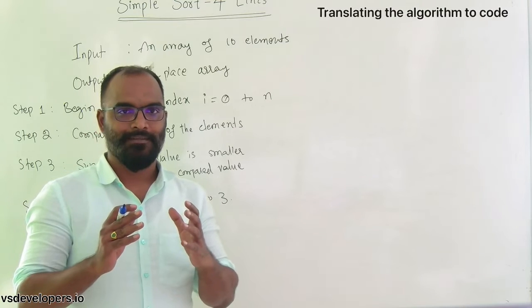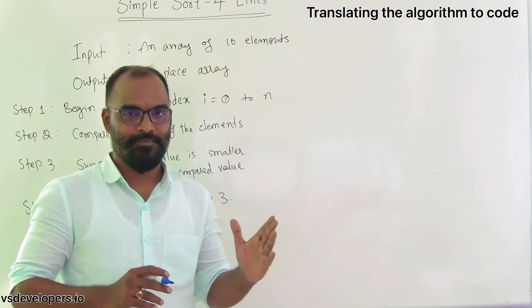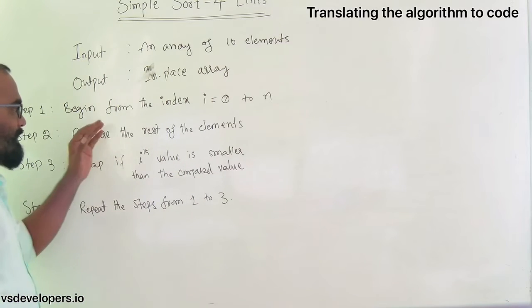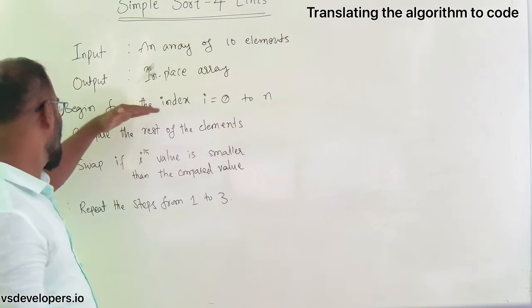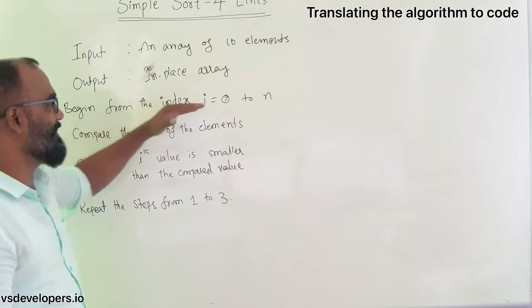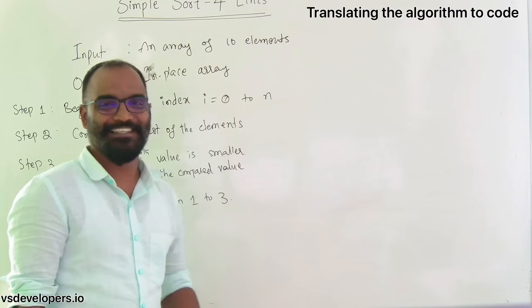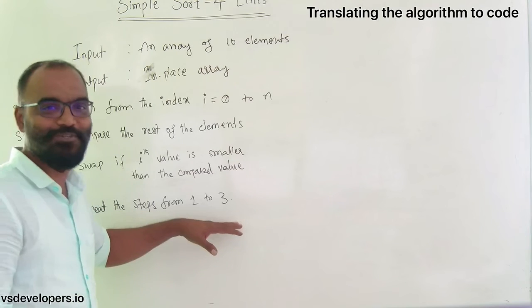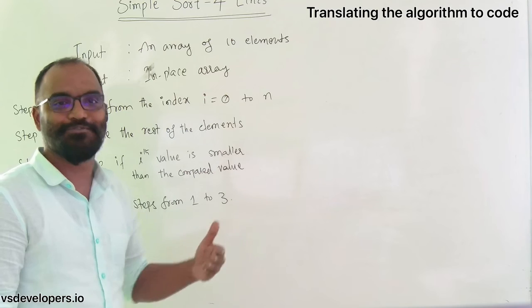Well, let us translate our algorithm into code now. Okay, so these are the 4 steps. Right? Now we cannot, of course, translate line by line. We can't translate step 1 into 1 or 2 lines of code. No, that doesn't work, because if you see step 4, it says repeat the steps from 1 to 3, which means we have to get into a loop or a recursive function.